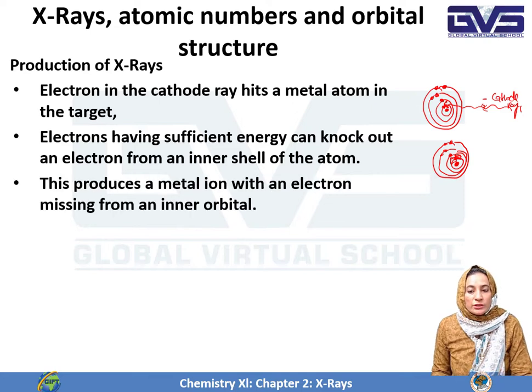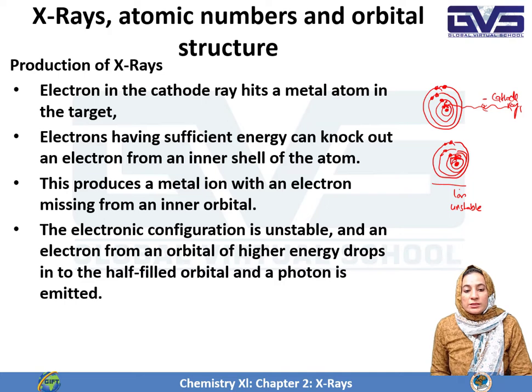What happens now? This is the metal ion. It's an ion, but it is unstable. Why? Because an electron is removed from the inner shell, from the inner orbits. The metal ion with an electron missing from an inner orbit has an unstable electronic configuration.